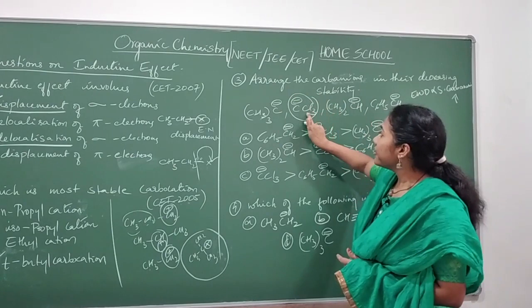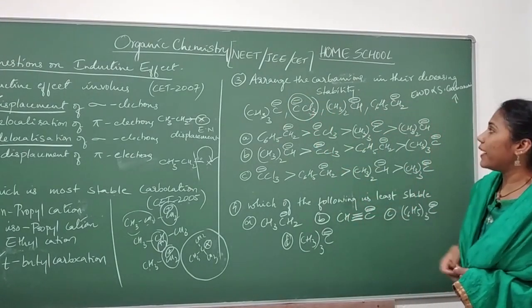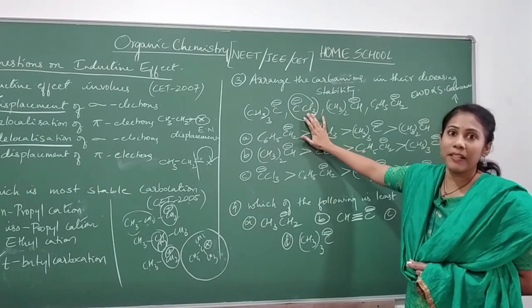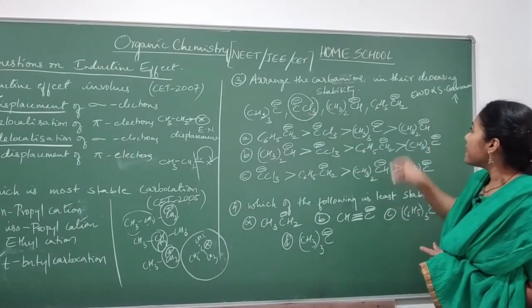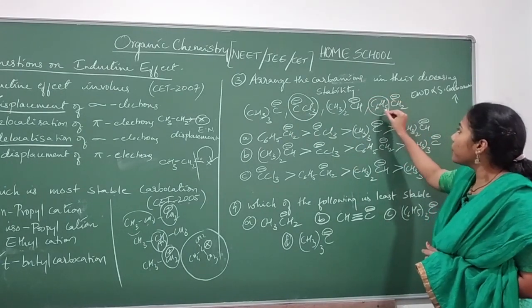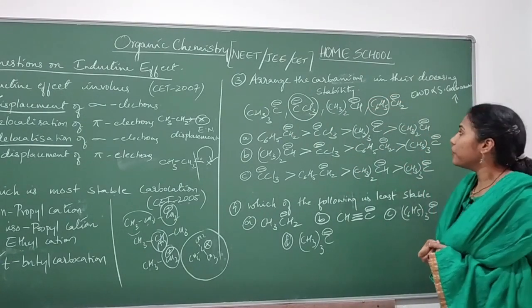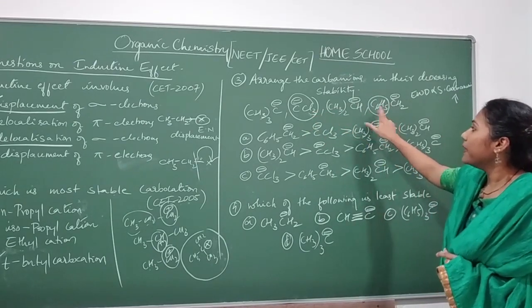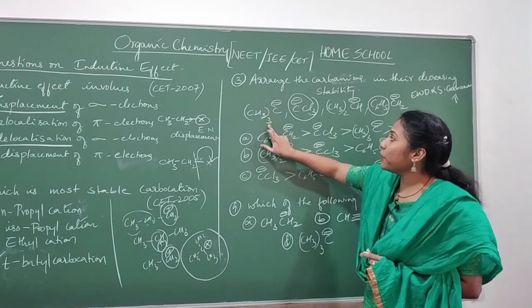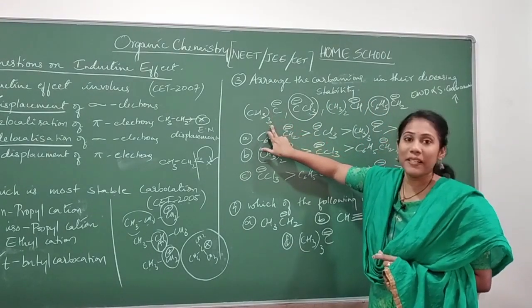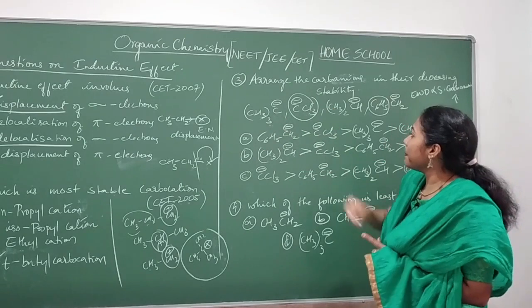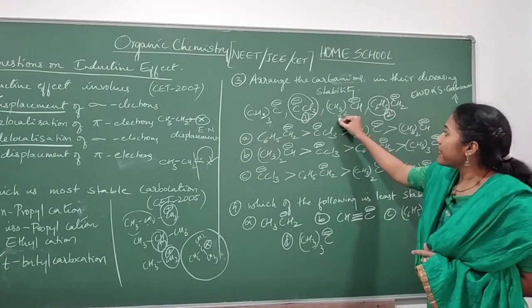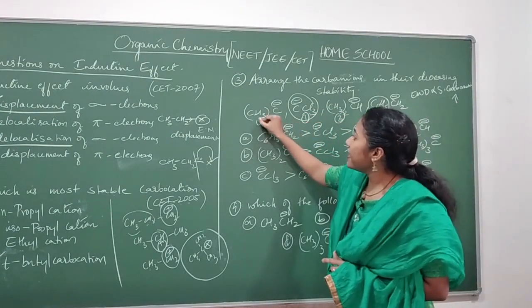So in which case do you have electron withdrawing groups? Definitely this, right? 3 electron withdrawing groups you have. So among them, this one is most stable. After this, slightly electron withdrawing is the C6H5 benzyl group, and this comes next. After that, this will come. You see, 3 electron donating groups are there, so this is least stable, right? So first stable is this, then this, then this, and this is least stable.